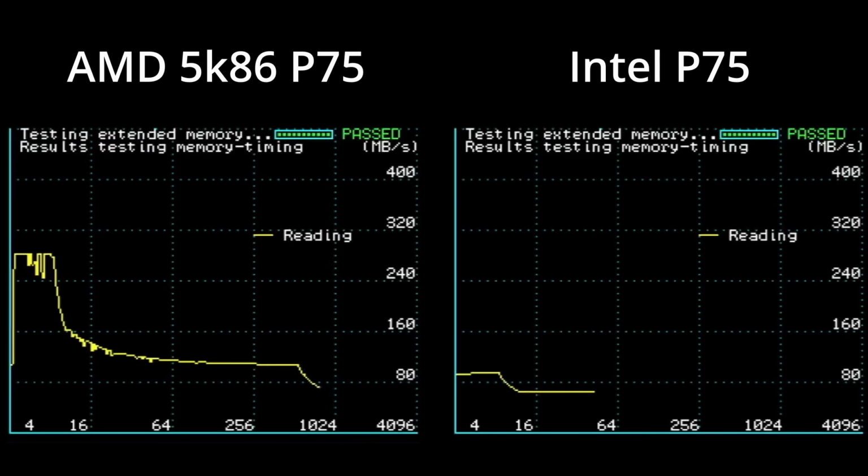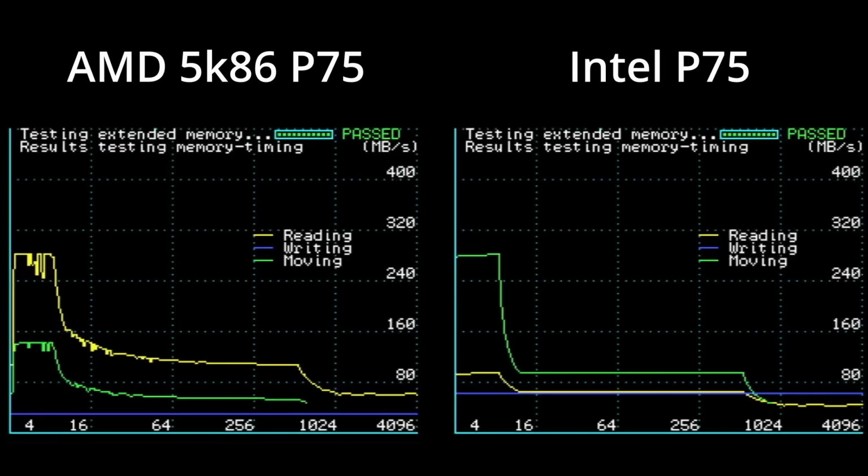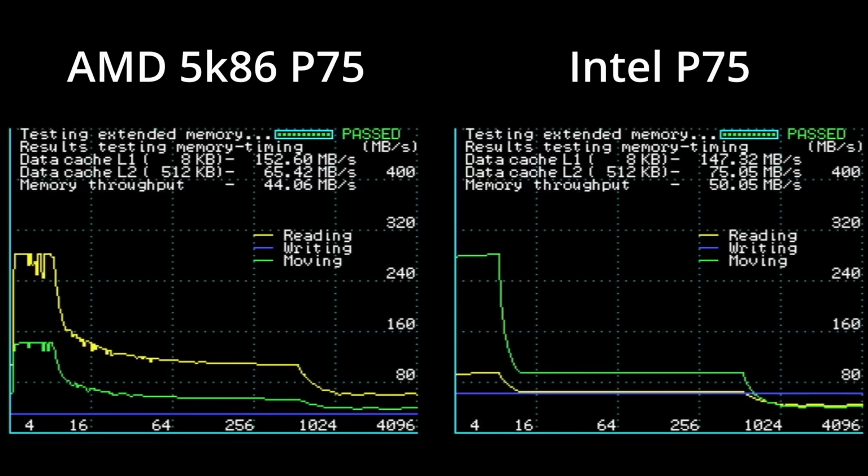Now let's quickly have a look at the cache graphs, and here we can see that both CPUs do have 8 KB of data cache, but the AMD is a lot less stable. So what that means is that the AMD chip can't utilize the level 1 cache as efficiently as the Pentium.